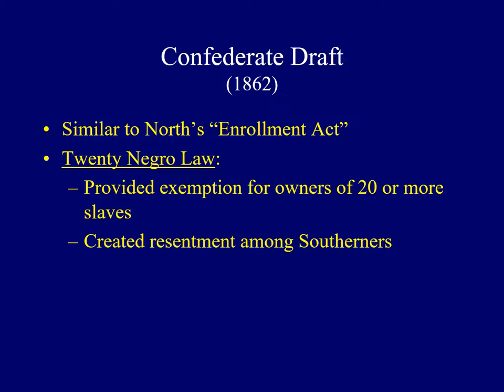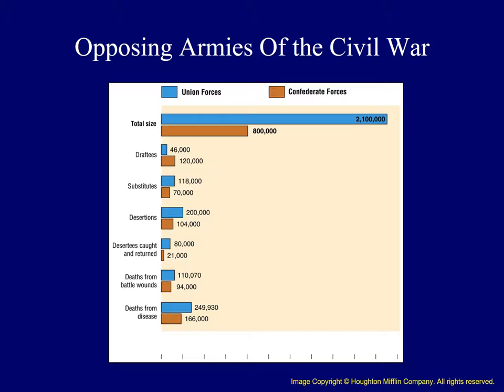As you can see from this chart comparing the armies of both the Union and Confederacy, the Union was able to assemble much larger armies. Also, while each employed a draft and allowed for substitutes of some sort, most soldiers were volunteers on both sides.